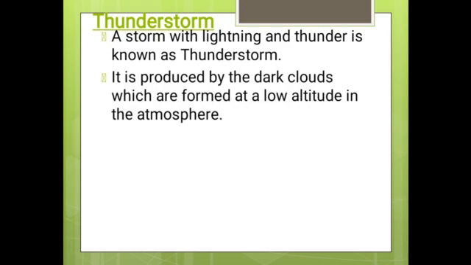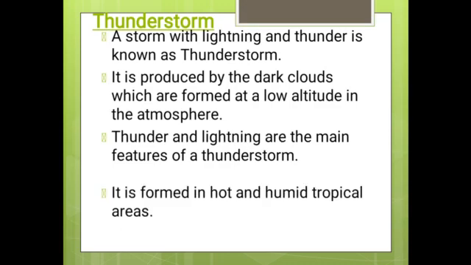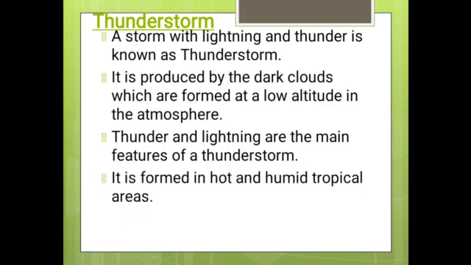Thunderstorms are formed in hot and humid tropical areas. The surface of the earth gets heated due to the rays of the sun. The hot surface of the earth warms the air in contact with it by conduction. Conduction is the process of heat transfer. The warm air rises up and cool air rushes towards that place, and that process is called convection. The warm air transfers heat to the upper level of the atmosphere and starts cooling.